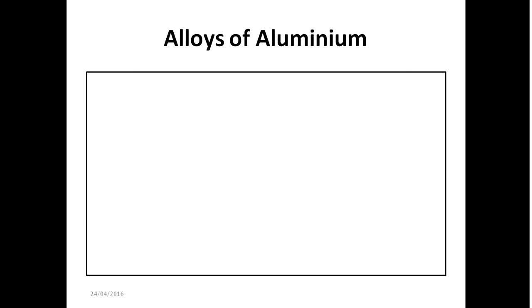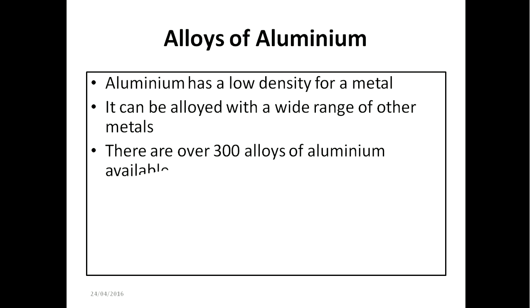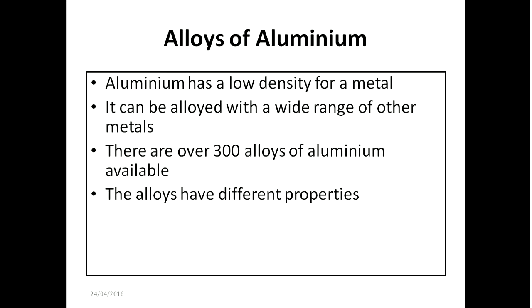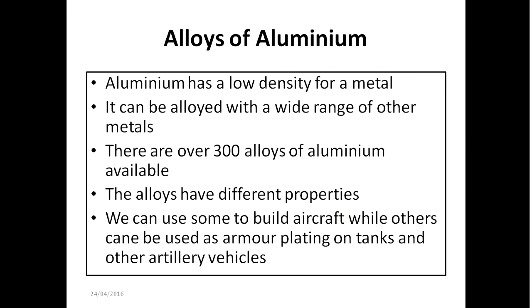Alloys of aluminium. Aluminium has a low density for a metal. It can be alloyed with a wide range of other metals. There are over 300 alloys of aluminium available. The alloys have different properties. We can use some to build aircraft, while others can be used as armor plating on tanks and other artillery vehicles.